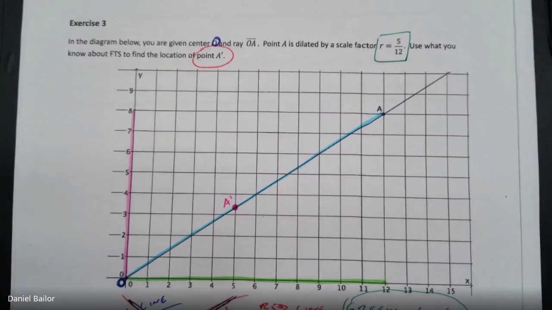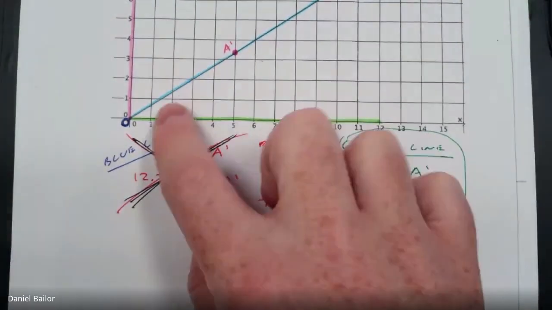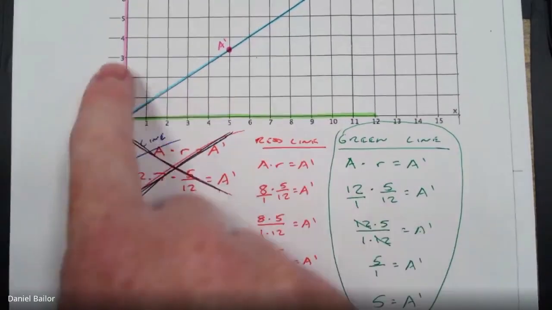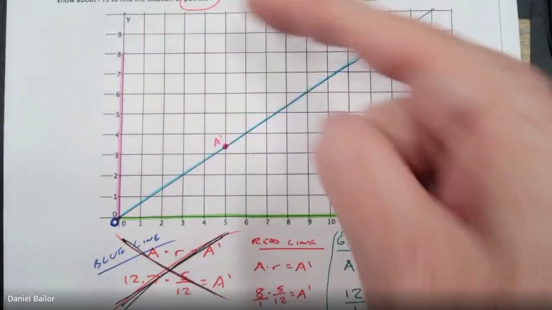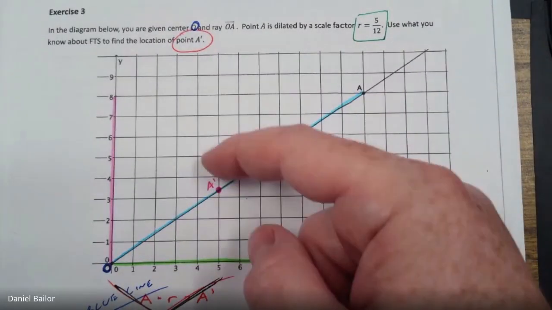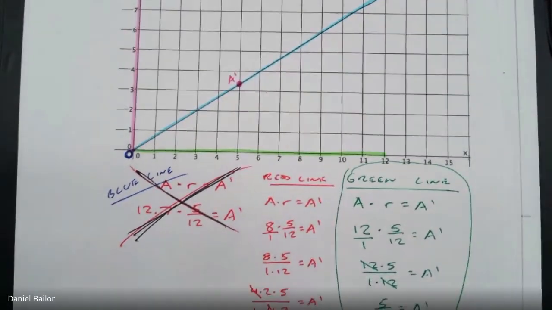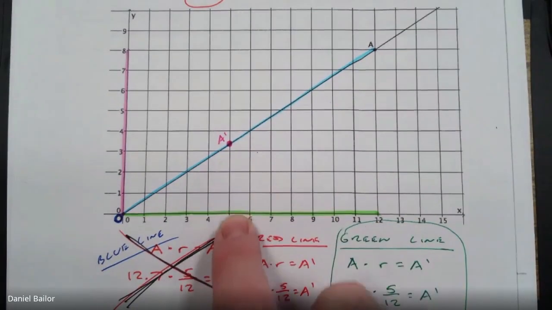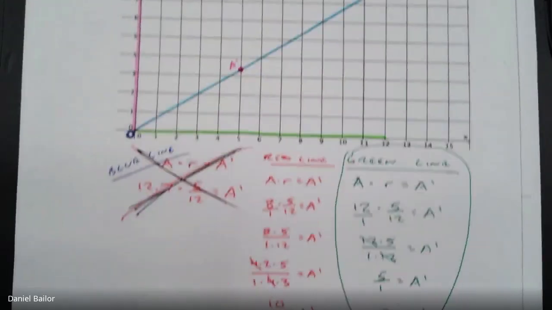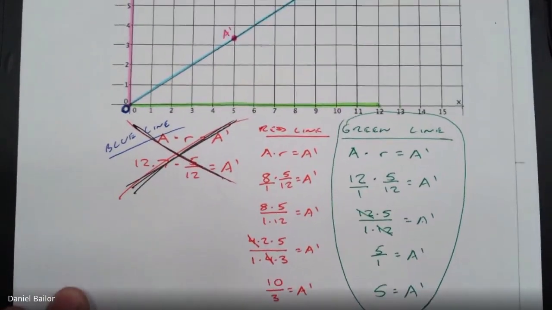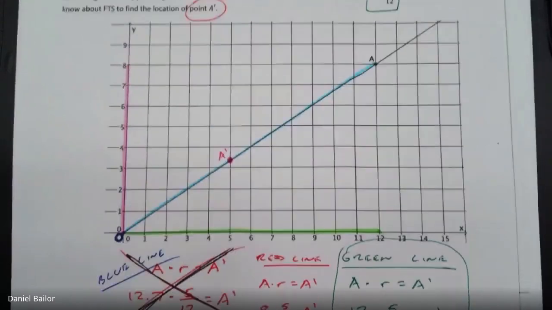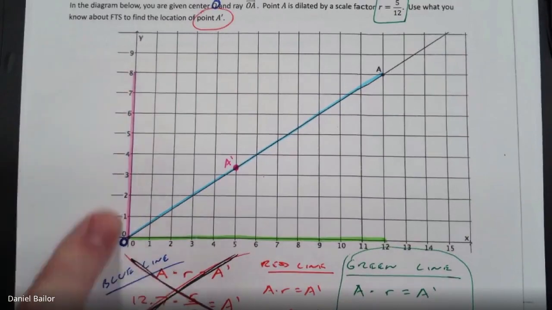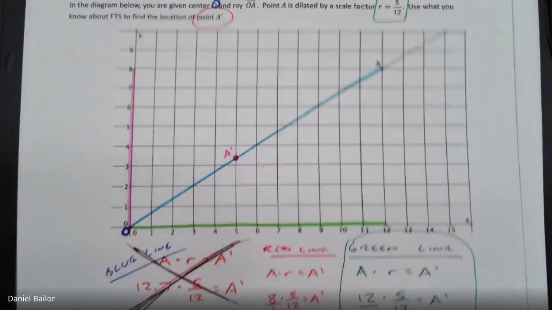Now, all three ways will work. You can use the blue line, measure, multiply, and find the prime. You can use the red line. 8 times the scale factor will give you 3 1/3 right here. Or you can use the green line. You do 12 times 5 twelfths, and it will tell you where a prime is. You can use whatever strategy you want. There's 3 choices here. I am just telling you, use the green line. Use the one that's easier. Sometimes this way will be easier. Sometimes this way will be easier. But remember, any of these work.